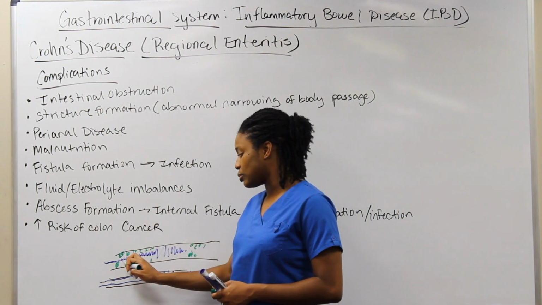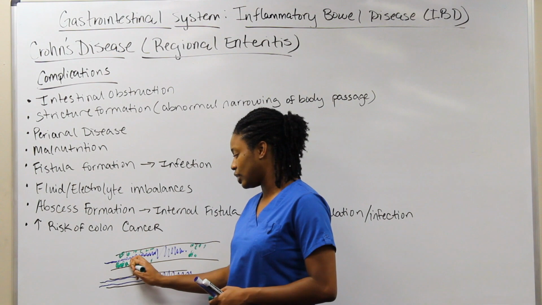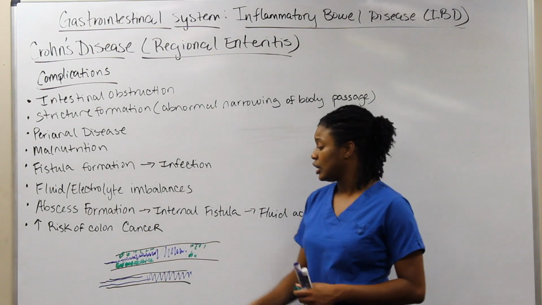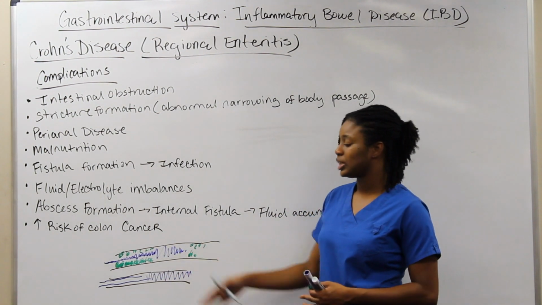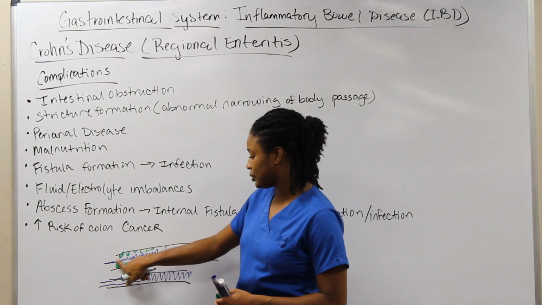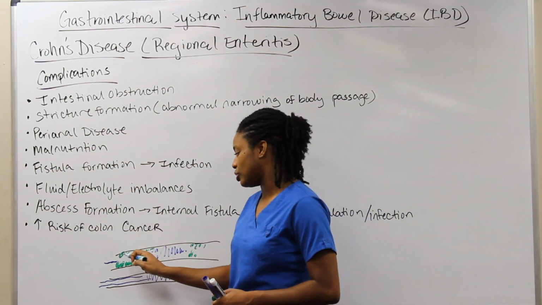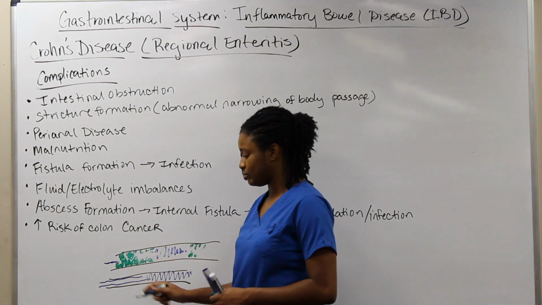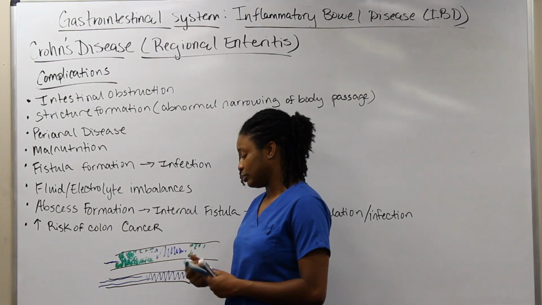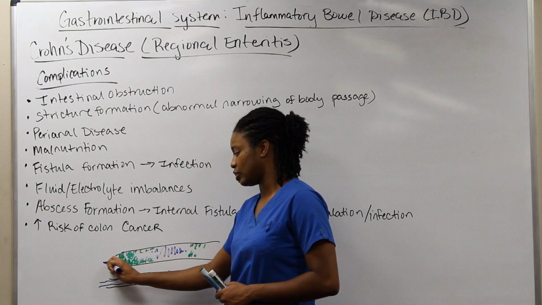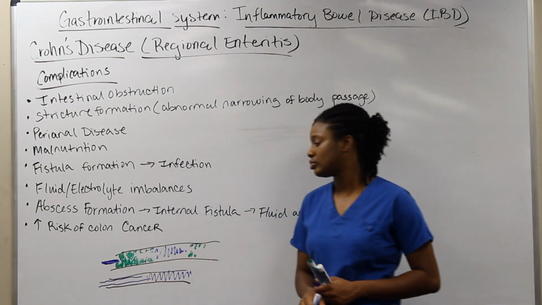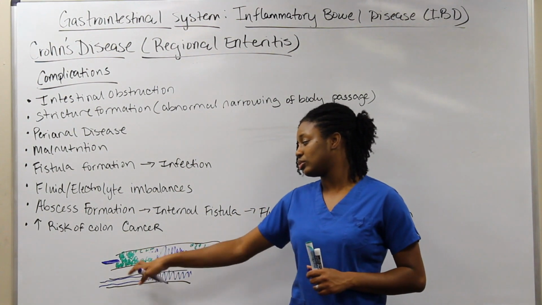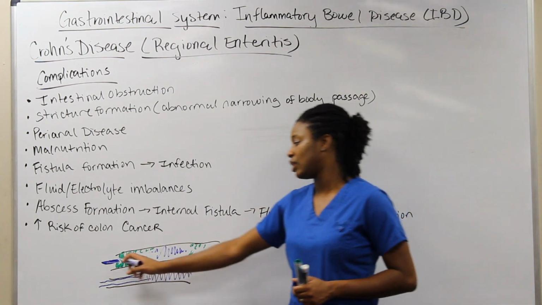If I have these cobblestones that are blocking this whole area, they don't get to be absorbed properly just because it's a blockage. They may be absorbed here, but they don't get to be fully absorbed. And then let's say those cobblestones start building up, building up. Now I have what? An obstruction. So my stool or my food, depending on where it's happening, can't pass through because of the obstruction that's occurring, because all of those cobblestones are piled up. So eventually now I have nothing.